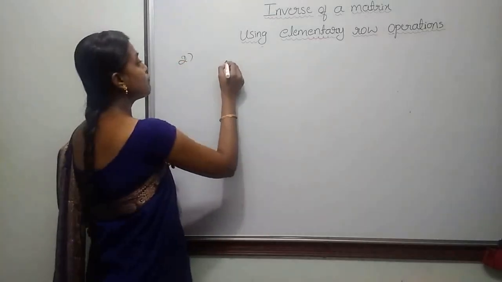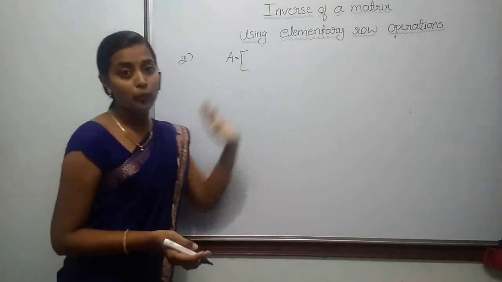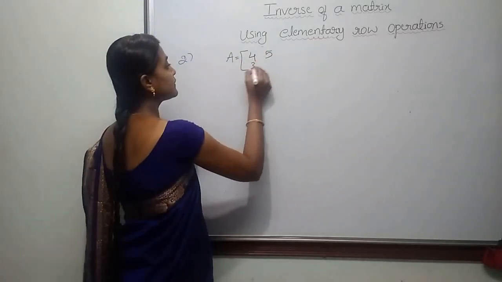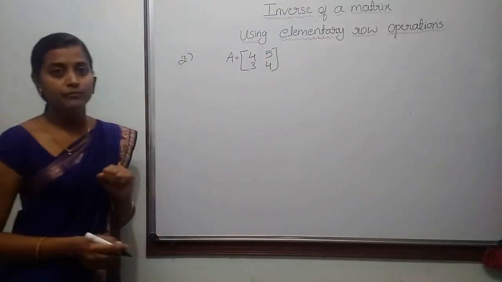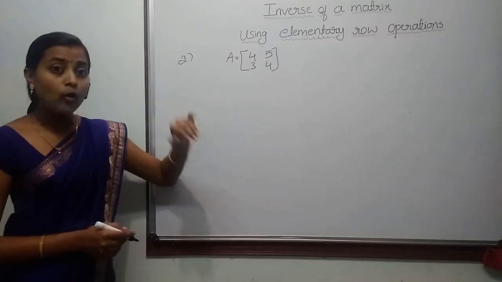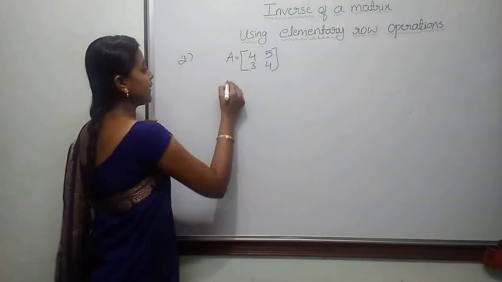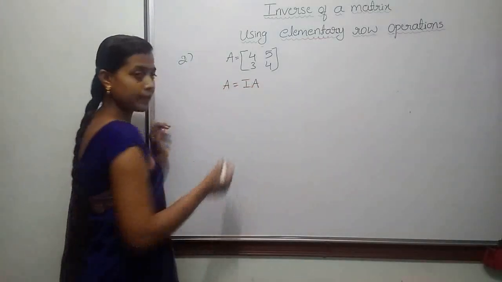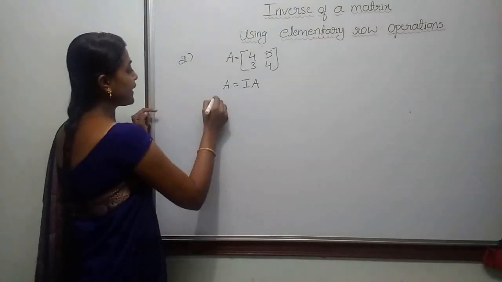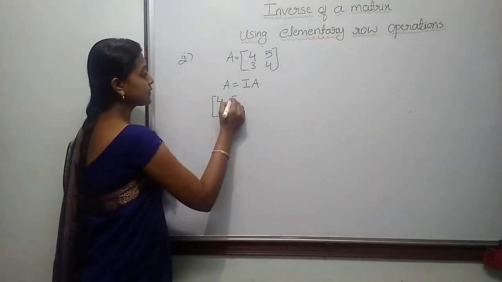Second, find the inverse of a matrix using elementary row operations, containing the elements 4, 5, 3, 4. Here I considered the given matrix as matrix A. In order to apply elementary row operations, we write the equation A is equal to I into A. Substitute the matrix A in the LHS. Matrix A is 4, 5, 3, 4. I will write it here.